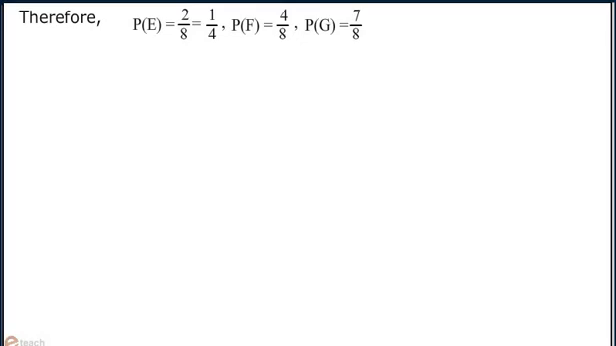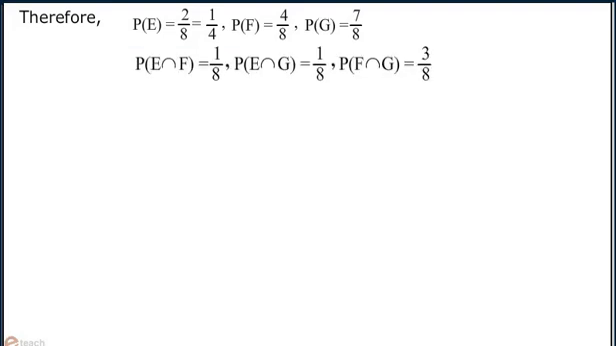Therefore, probability of E equals 2 by 8, which is 1 by 4. Probability of F equals 4 by 8 and probability of G equals 7 by 8. Probability of E intersection F is 1 by 8. Probability of E intersection G is also 1 by 8 and probability of F intersection G is 3 by 8.